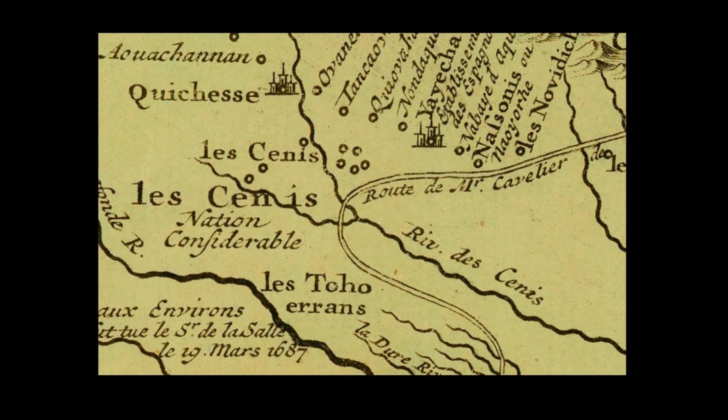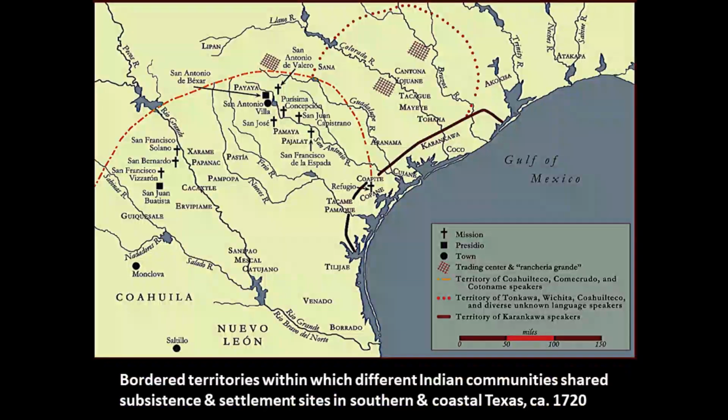Now let's move to a less obvious case. Coahuilteca speakers in what will come to be South Texas and northern Coahuila. And actually, in fact, they aren't all Coahuilteca speakers. There are at least 9 language groups throughout this region, but to simplify just in describing what's going on, I will call them Coahuilteca speakers.